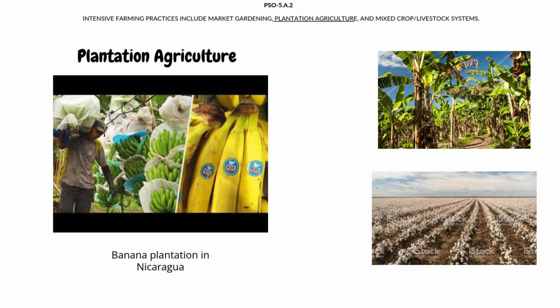So, some examples of key plantation crops are bananas in Central America, coffee in Brazil and Colombia, and palm oil in Indonesia and Malaysia. That one's usually widely used in processed foods, but it's linked to deforestation.